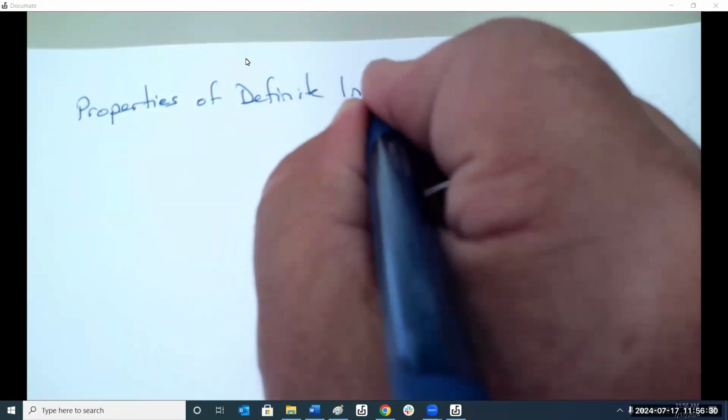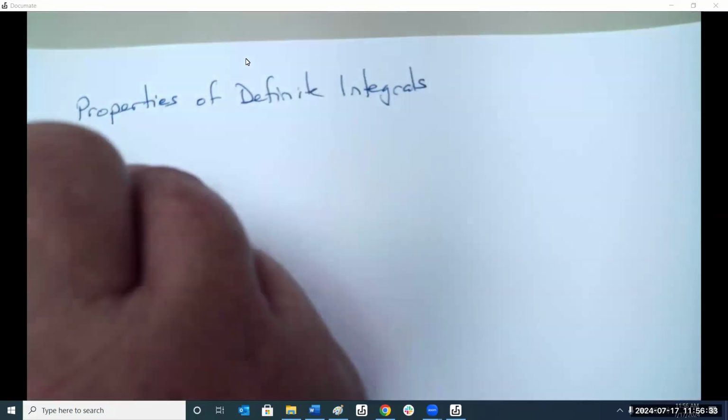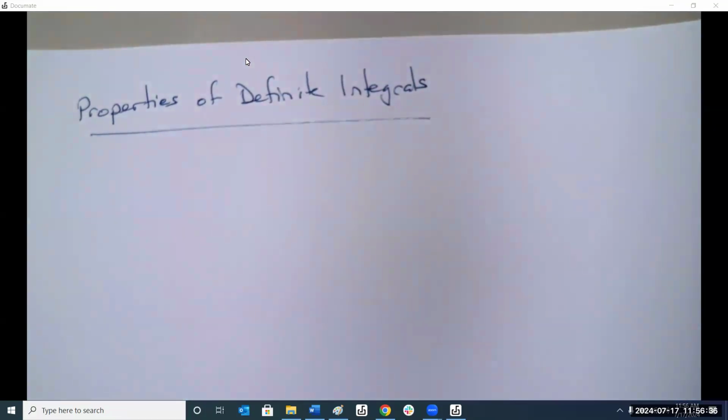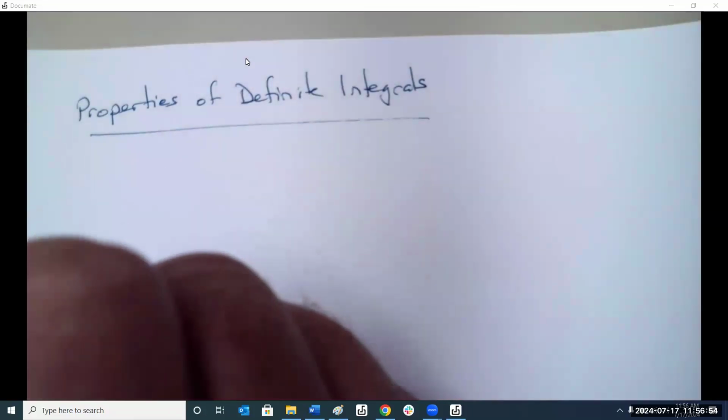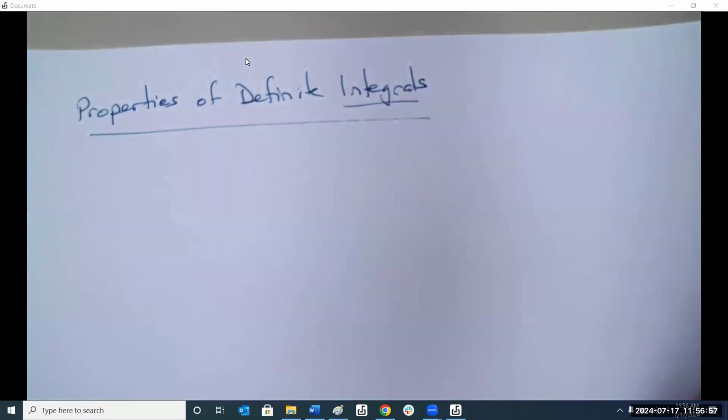Let's look at some properties that we have. We obviously have the sum and the difference. That's the same thing we've had earlier, so the constant multiple and the integral of a constant. We have all those the same way we have in the past. But with this, remember, integrals find areas under the curve.